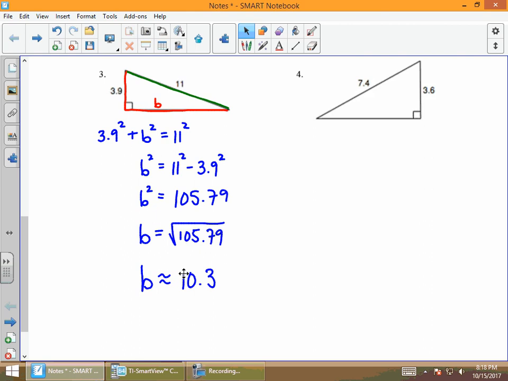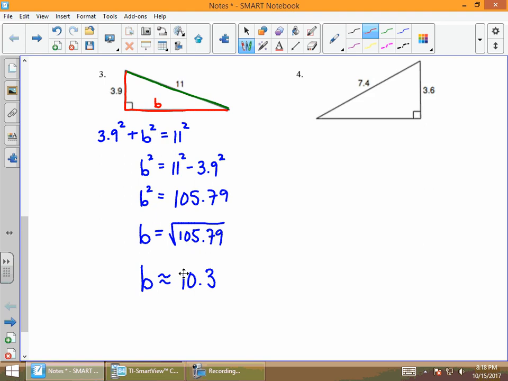Now, a good way to check how you're doing on that, the hypotenuse always needs to be the longest side. So the hypotenuse here is 11. And my 2 legs are 3.9 and 10.3, which both of them are smaller than 11. Here's another good chance to pause this video. If you would like to try number 4 on your own, go right ahead and do so now.